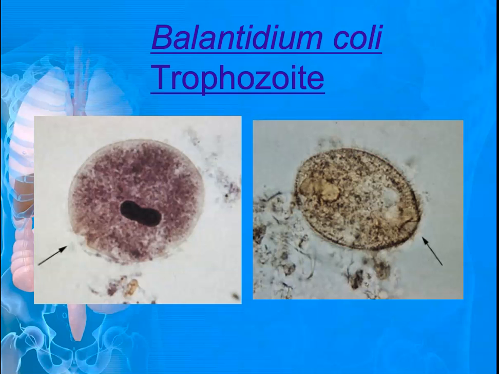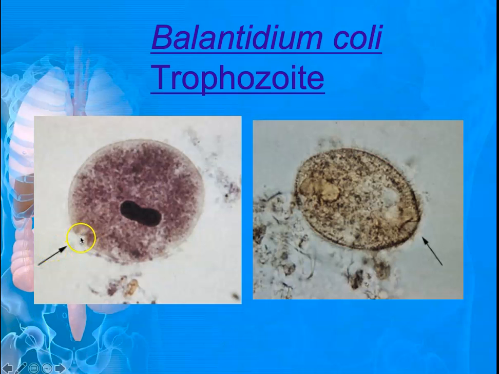So I have two pictures here, and each shows structures better than the other. On the left, here is a very well stained macronucleus. On the right, it's not as prominent, but you can definitely make it out. Here's the macronucleus. And in neither one of these can you see a micronucleus.